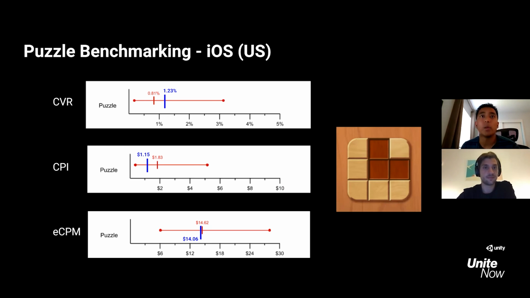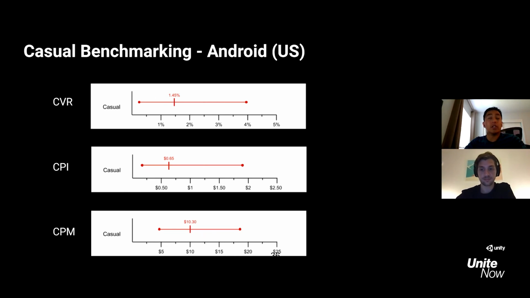So here we go. Woodoku's CVR, 1.23%, which is higher than the Unity network average of 0.81%. That's good. So for CPI, they're actually lower. But again, for cost per install, it's better to be lower. So $1.15 compared to the $1.83 in the average for puzzle US iOS. That combination allows Woodoku to actually maintain a strong eCPM, essentially on par with the Unity network average of 1462. So again, a high CVR allowed for a low CPI to actually have a strong eCPM to give it a better chance to display.